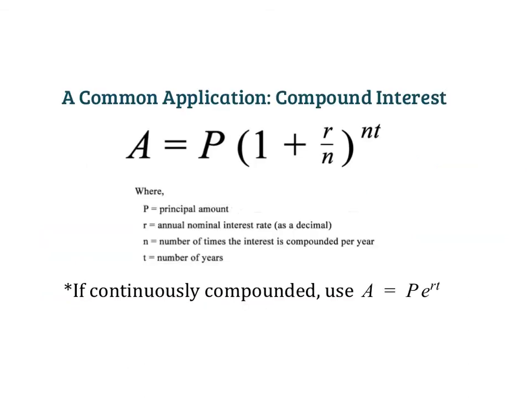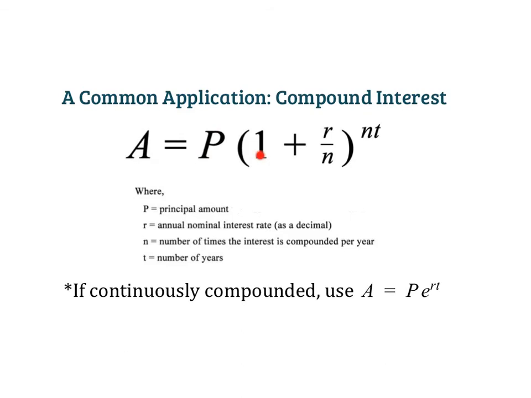All right, so now we're going to talk about a really common application of an exponential function, and that's the compound interest formula. So this formula helps you determine how much money you have after a given time from an account that generates interest. So a few things to know about this formula. P is called the principal amount. So that's how much money you start with in the account.